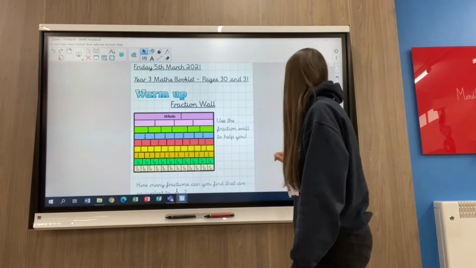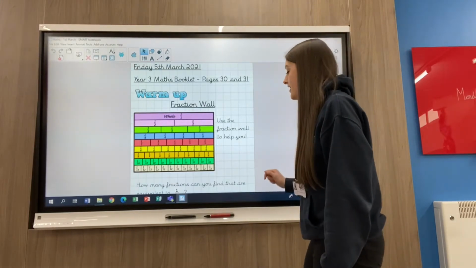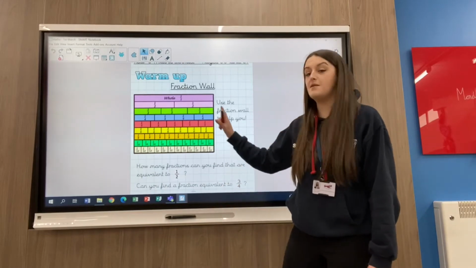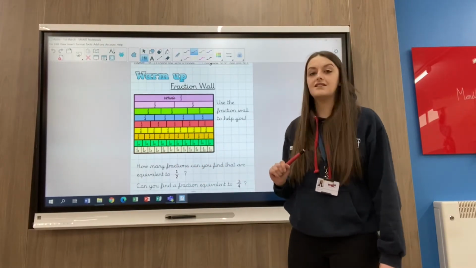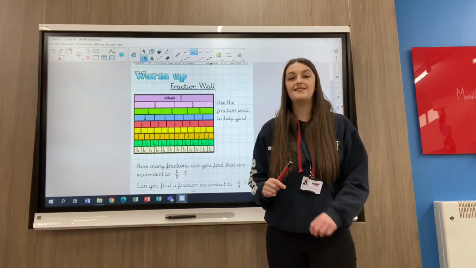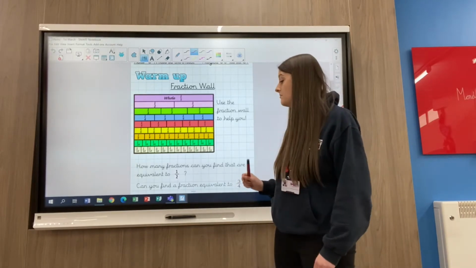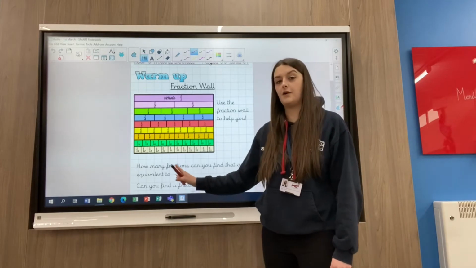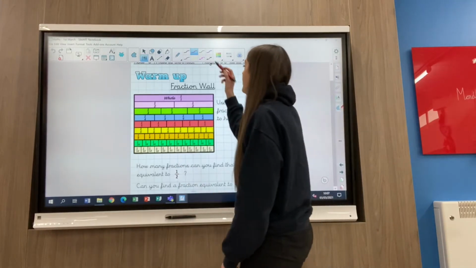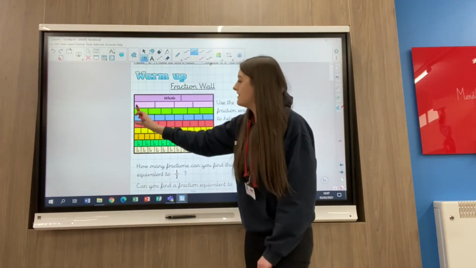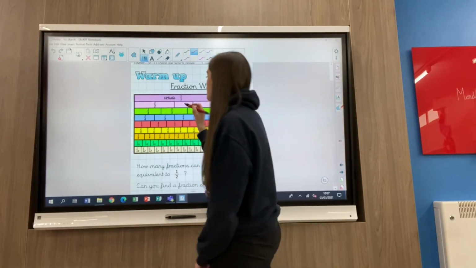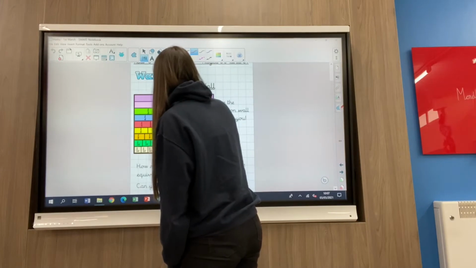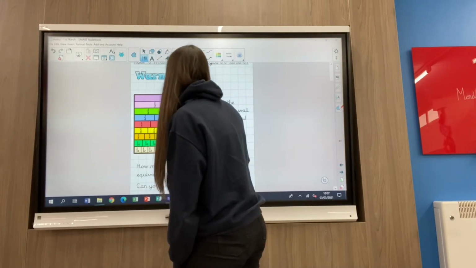So let's have a look at your task. The first little task I'd like you to do, using my fraction wall: how many fractions can you find that are equivalent to, we know that means they're equal to, they're worth the same amount as a half, okay? So I'm going to get my pen out. And you can see there, I've got a half, just that section there. So I'm going to draw that line and draw it all the way down and follow it down.